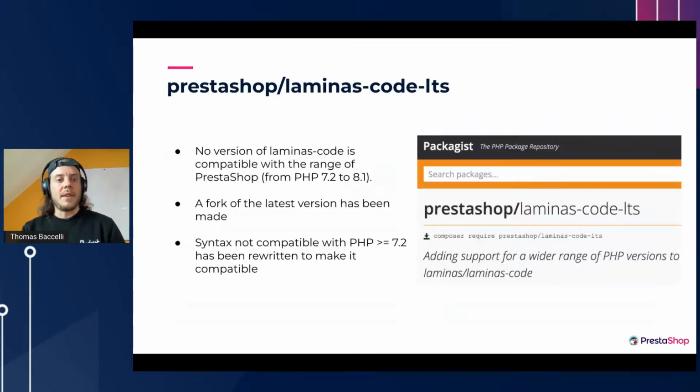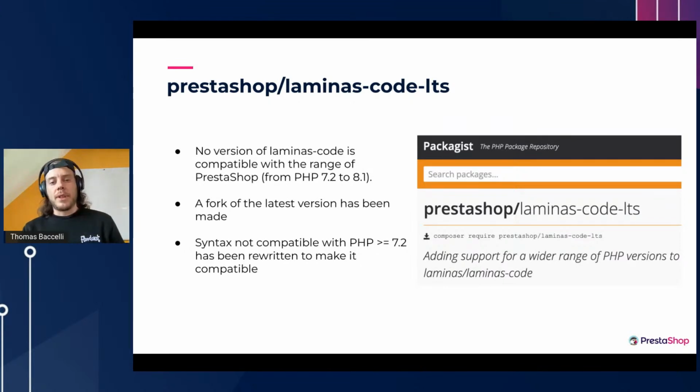Another important thing that we had to do is to fork the Laminas Code library. Laminas Code is a piece of code that is required by Symfony, but there is not a single version of this library that is compatible with the full range of PrestaShop, so from PHP 7.2 to 8.1. There is a version compatible from 7.2 to let's say 7.4, and another version compatible from 7.4 to 8.1, but there is no single version compatible with the full range.